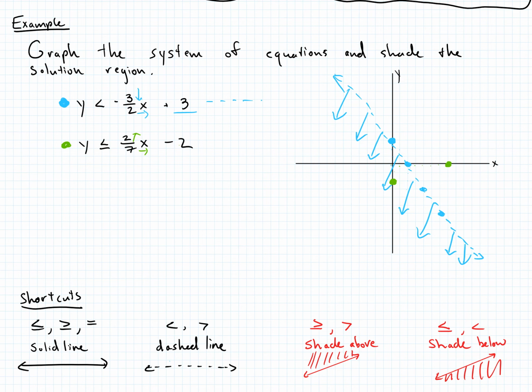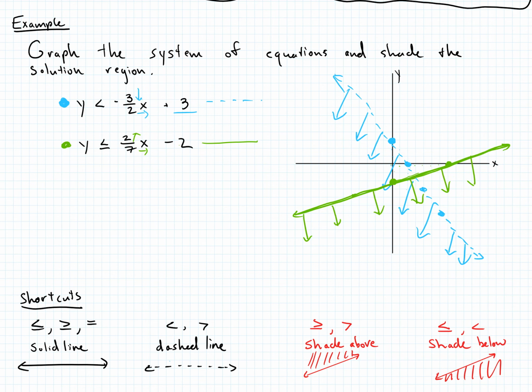Shortcuts. This is less than or equal to. Because it's or equal to, the solutions could lie on top of the line. So we are going to make this a solid line, indicating to everybody that solutions are allowed on top of this line that I'm drawing. Okay, now this is less than or equal to, which means the solution should be under this line. We're going to shade below this line because it's less than. So that tells you where to shade.